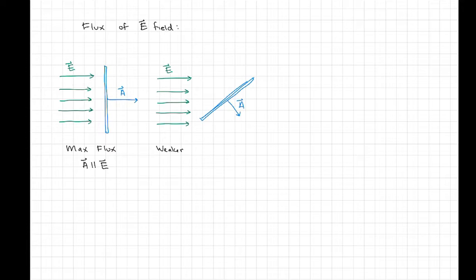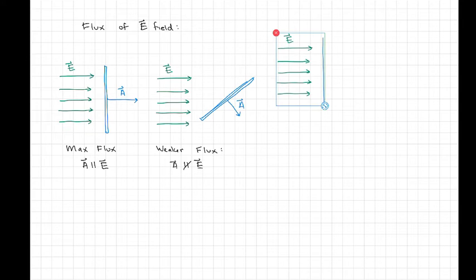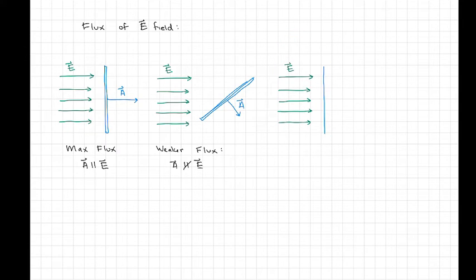Just like there'd be less money coming into your bucket, there is less field intersecting with this area. We'll just say not perpendicular to E. And then of course we have a situation of zero flux, and that's when we've got our surface area here totally perpendicular to the electric field.